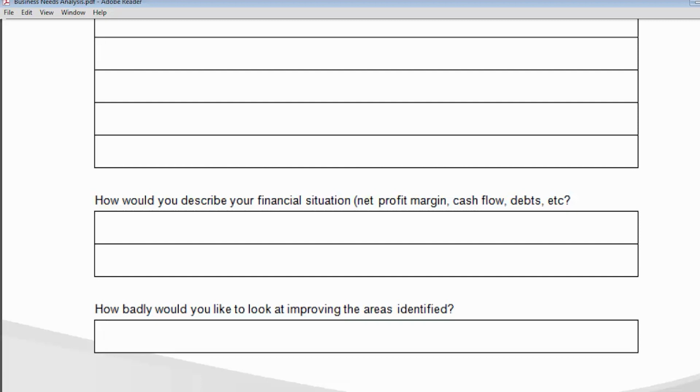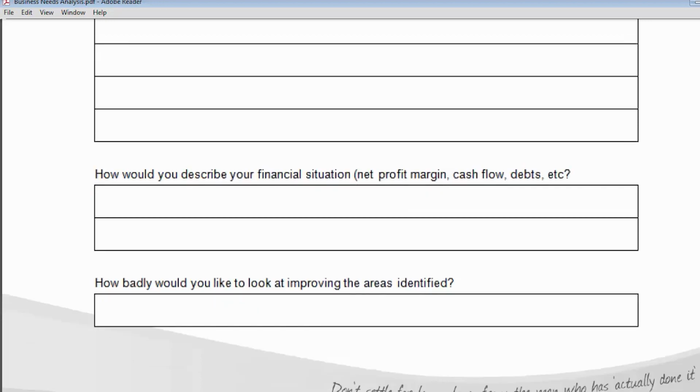This is where you're going to get customers excited. If you give them prescriptionary advice, they'll just go and do that and then they don't need you. And the next question is, how would you describe your financial situation? Net profit margin, cash flow, debts, etc.